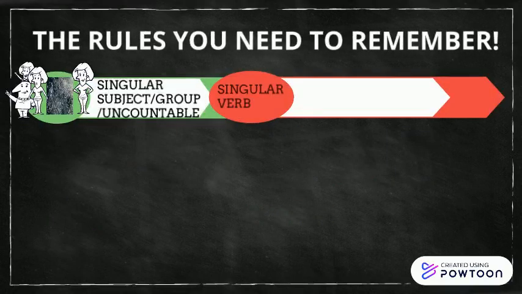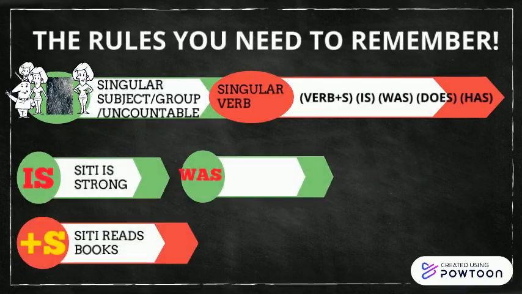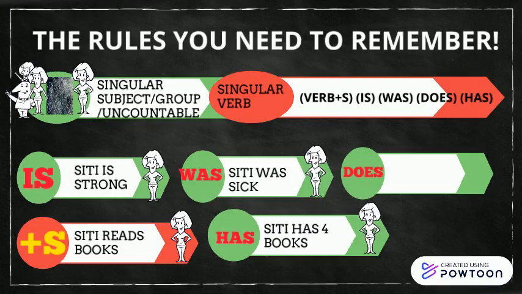The rules you need to remember: singular subject, that means one person. Verb plus S, is, was, does, has. You can see the examples on the blackboard.